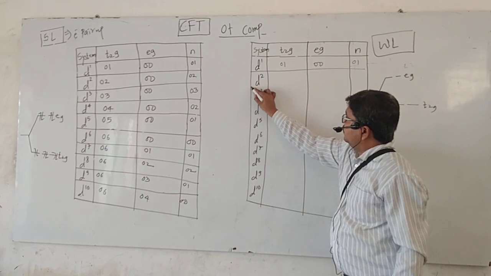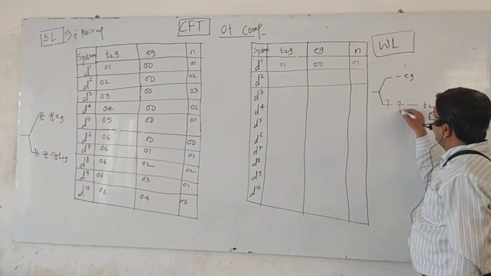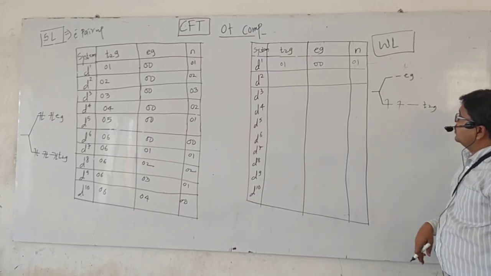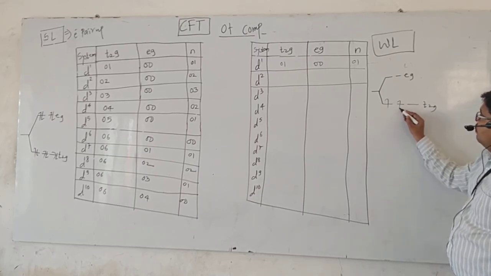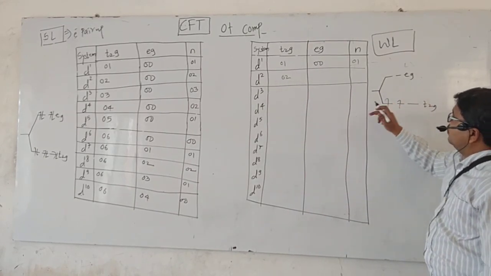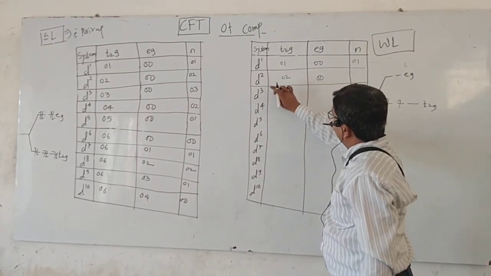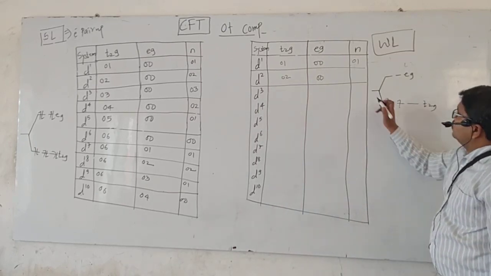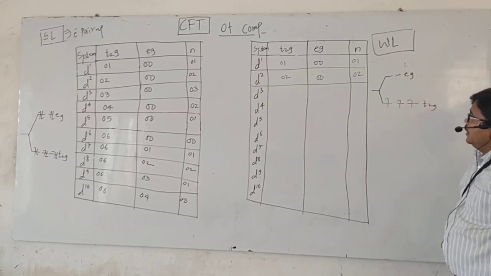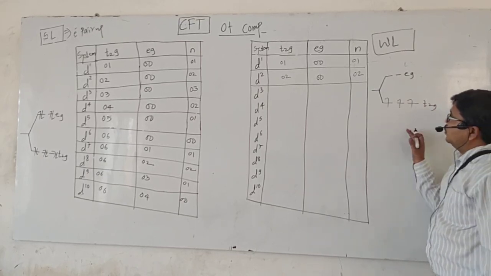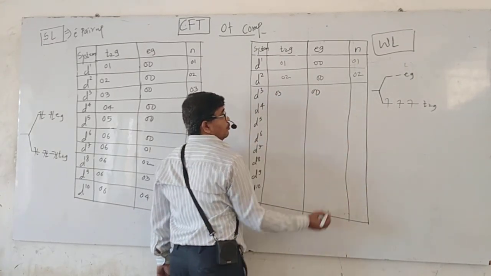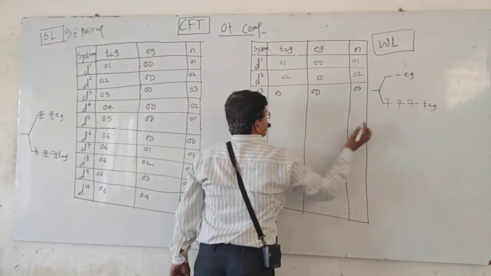For d2, the second electron will be here because first we will fill unpaired electrons, then pairing starts. So d2 means the second electron will be here. t2g 2, eg 0. Number of unpaired electrons 2. d3, the third electron will enter here, so it will be t2g 3 and eg 0. Number of unpaired electrons 3.